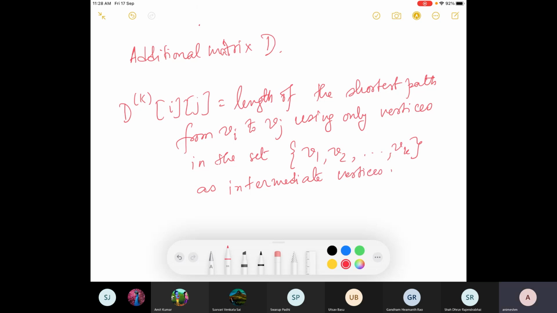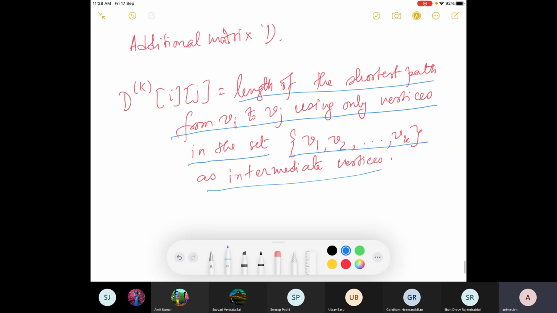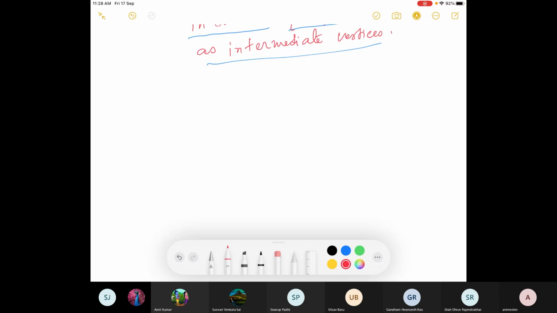Okay. So note the definition again carefully. We will see an example. Things will get clear. Length of the shortest path from Vi to Vj using only vertices in the set V1 up to Vk as the intermediate vertices. So no other intermediate vertices are allowed other than V1 to Vk. That is the condition. Now let's say we try to obtain some of the D's for our graph.